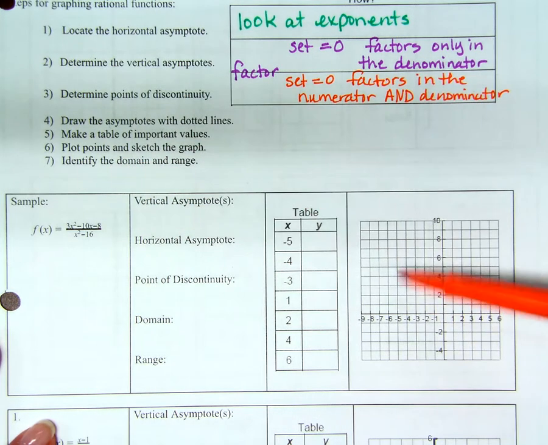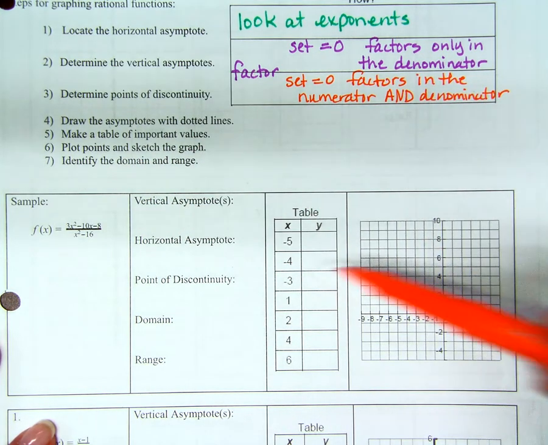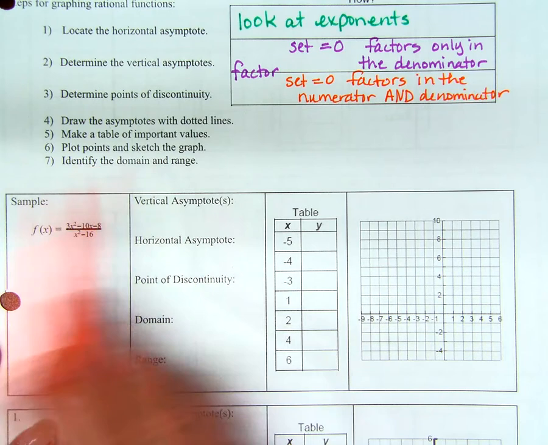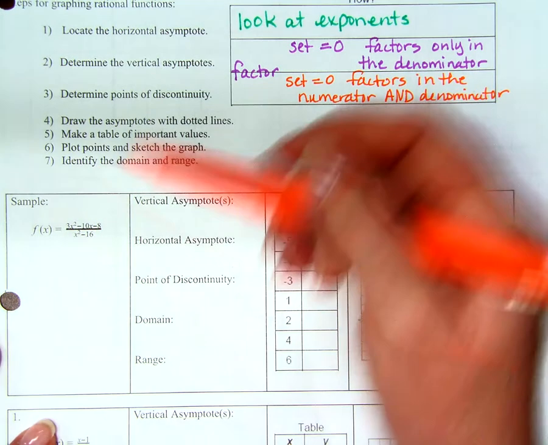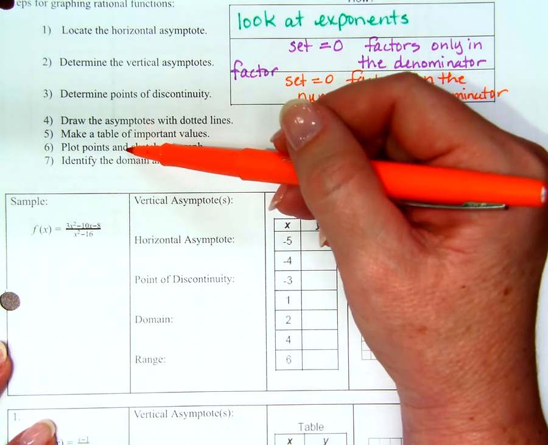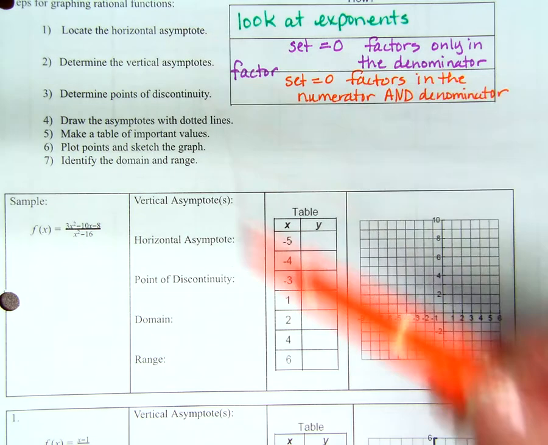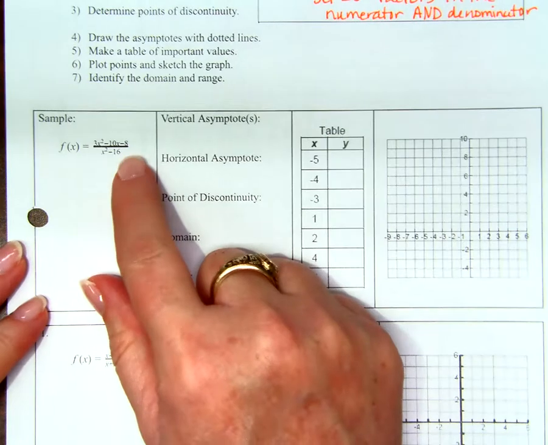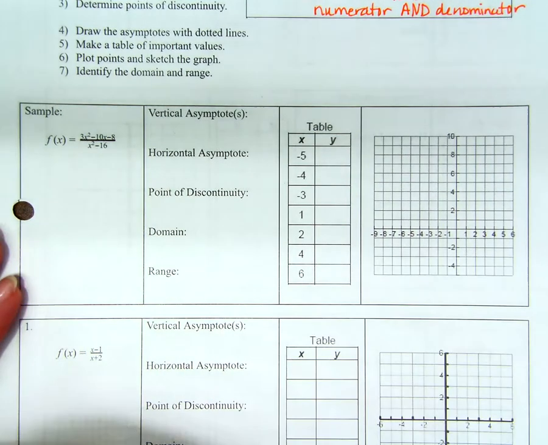Plot points and sketch the graph. I want points from the table plotted onto the graph, and then identify your domain and range. Now, because they are in this order, does that mean you have to do them in this order? No, this is just all the things that I want to make sure that you do on this worksheet today. Okay, so let's look at the sample. We'll do the sample together and then you have the rest of them to do.